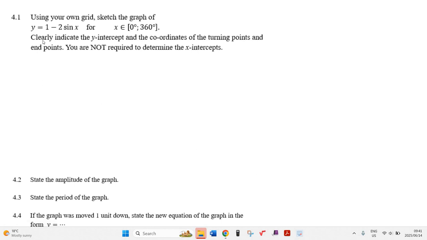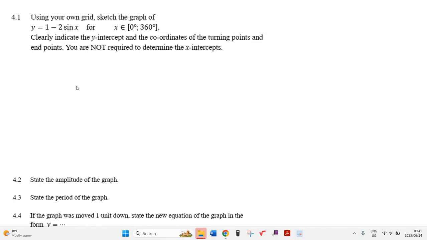Okay, let's try this question. It says, using your own grid, sketch the graph of y equals 1 minus 2 sine x in between 0 degrees and 360 degrees. You've got to indicate the y-intercept and the turning points, but you don't have to worry about the x-intercepts. Maybe they must cross in funny places. You don't worry about that.